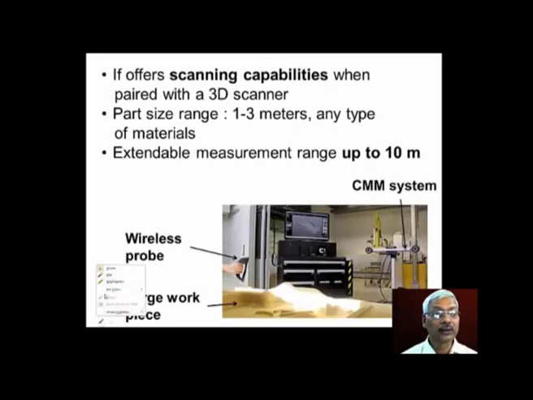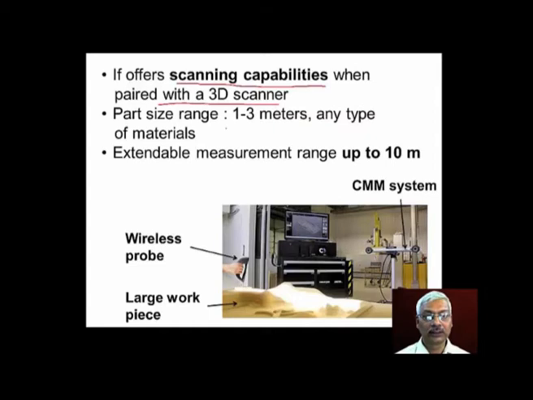These portable CMMs offer scanning capabilities when paired with a 3D scanner. The workpiece size ranges from 1 meter to 3 meters, and any type of material can be inspected, like hard material or very soft materials, since this is a non-contact type of measurement. Even very soft materials can be measured without any difficulty. The measurement range can be extended up to 10 meters.